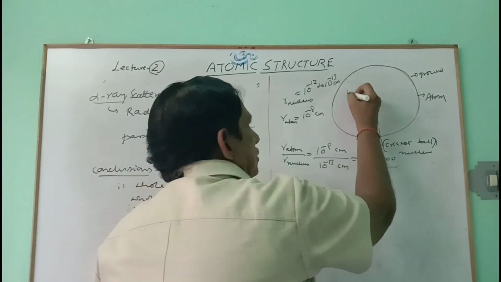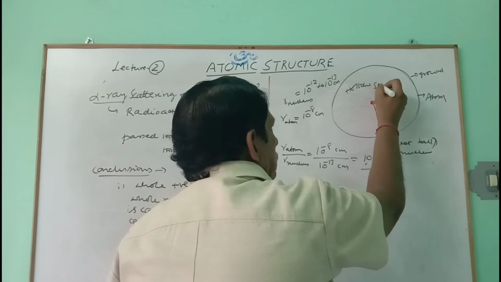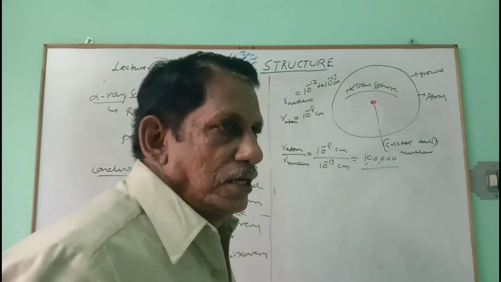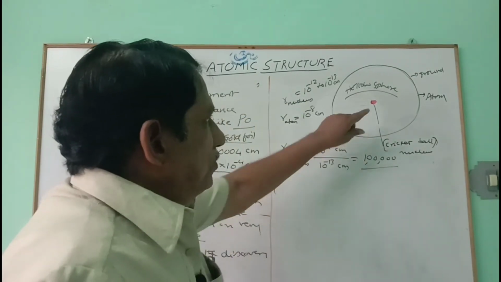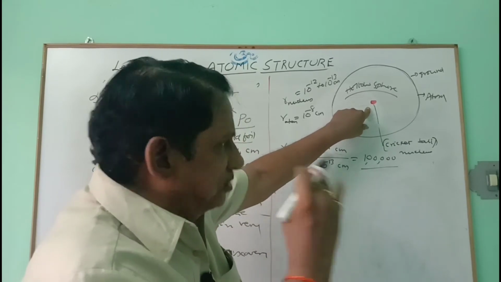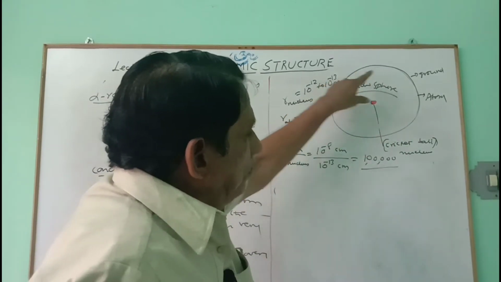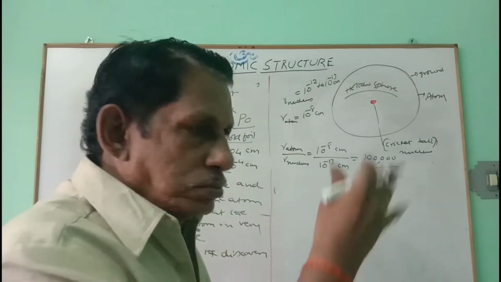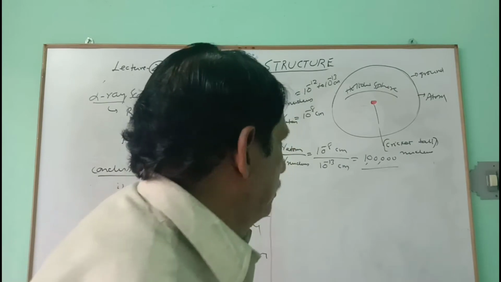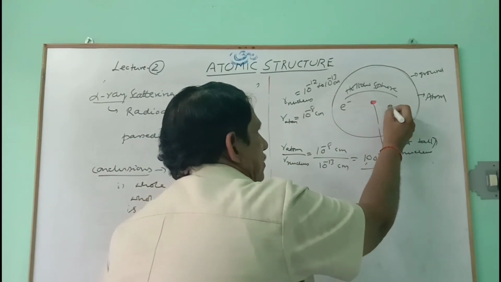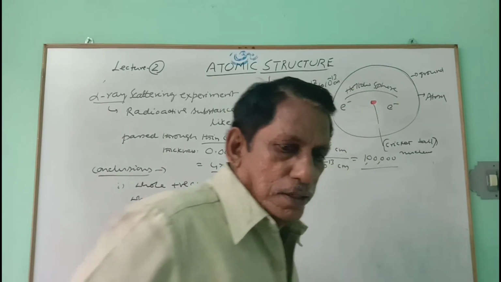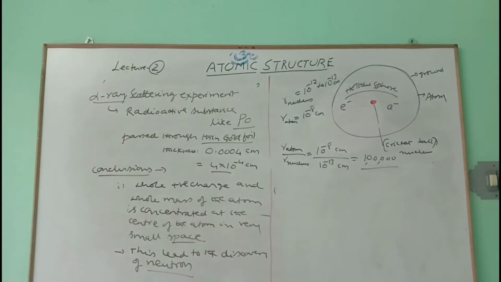And so this is nothing but a hollow sphere. Rutherford assumed that around the nucleus where the protons are present, where positive charge plus mass is present, around the nucleus, which is the empty space, the electrons will be revolving. That is the proposal made here. There the electrons are revolving. That is the proposal he made in this model.